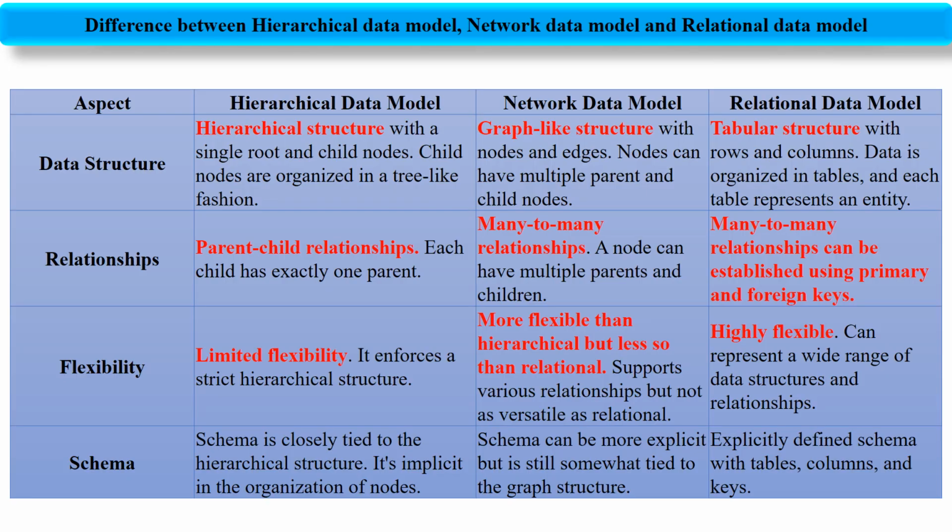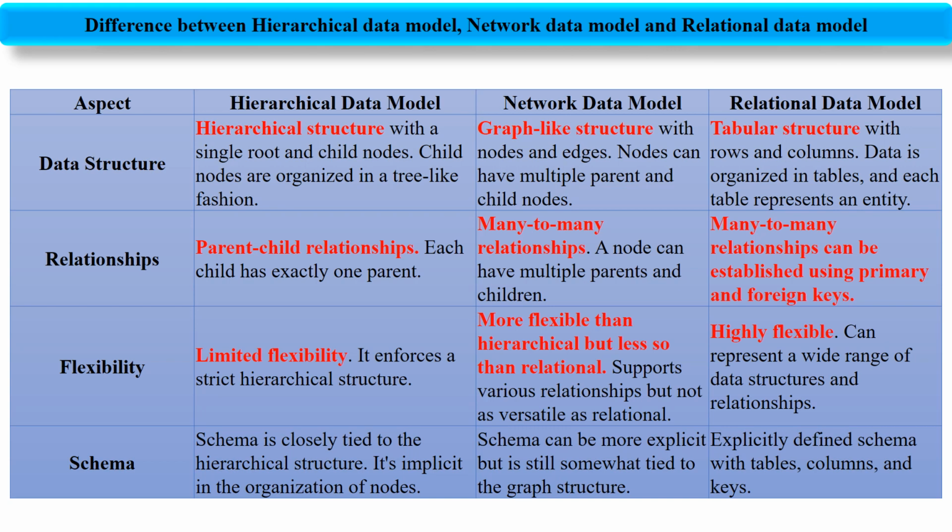Let's see the difference between hierarchical data model, network data model, and relational data model. First point is the data structure. Hierarchical data model is a hierarchical structure with a single root and child nodes. Child nodes are organized in a tree-like fashion. Network model is a graph-like structure with nodes and edges. Nodes can have multiple parent and child nodes. Relational data model is a tabular structure with rows and columns. Data is organized in tables, and each table represents an entity.